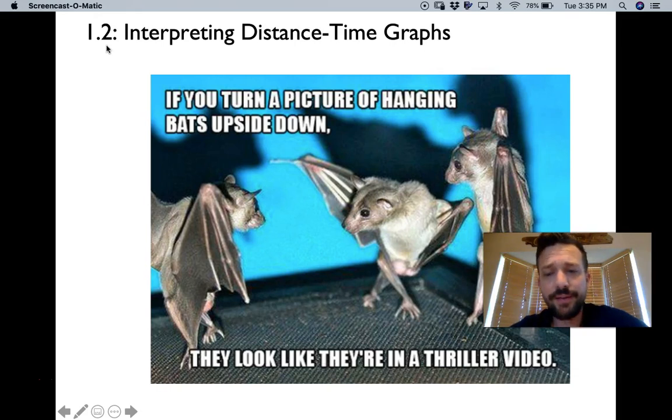While you are doing that, I have a meme for you. If you turn a picture of hanging bats upside down, they look like they're doing the Thriller video. Yeah? You know, Michael Jackson. Okay, so let's start this up.